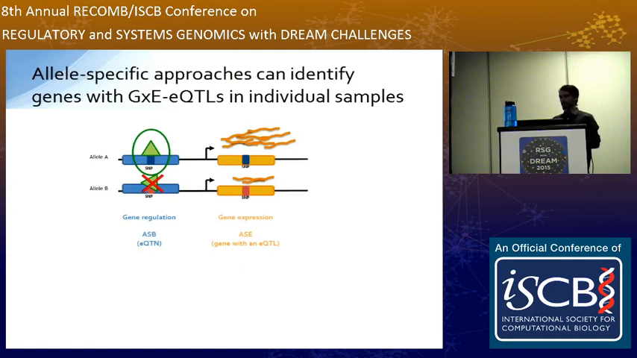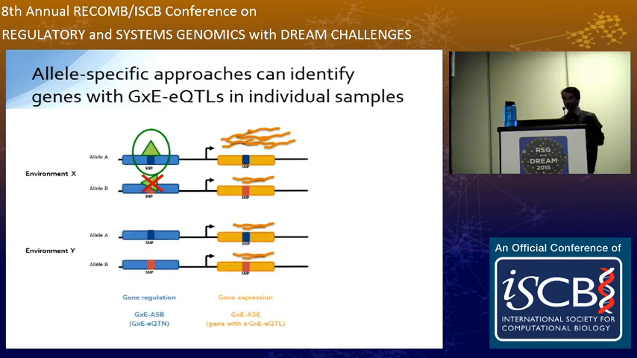So allele-specific approaches are an alternative to eQTL mapping that can identify eQTLs within individual samples at heterozygous sites. Through allele-specific expression, it's possible to identify genes that have eQTLs when observing a departure from the 1-to-1 ratio of the reads covering a variant in the transcript. One key advantage of using allele-specific analysis, of course, is that you're controlling some of the confounders because you're using the same individual. All the data that you're looking at comes from one individual.